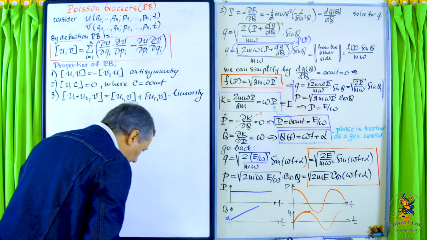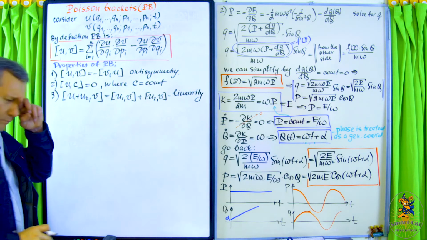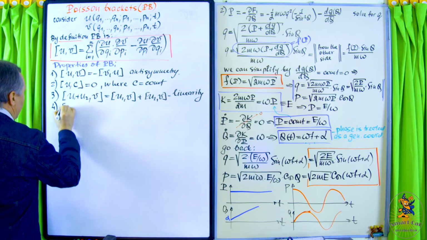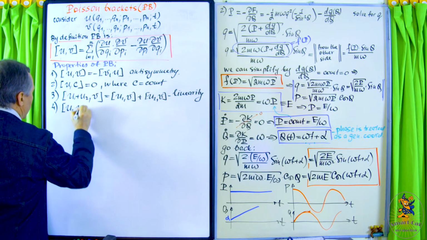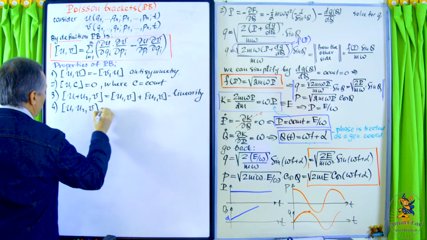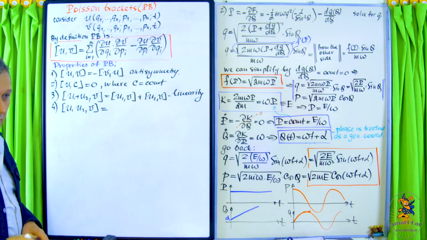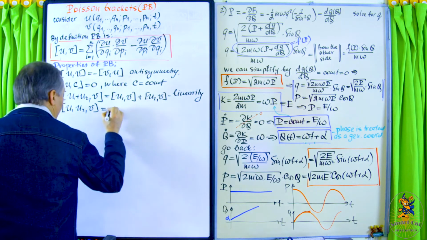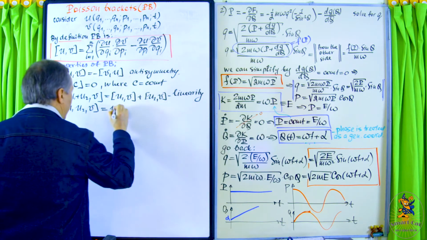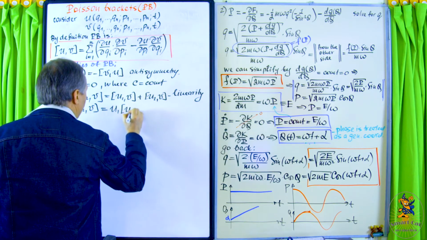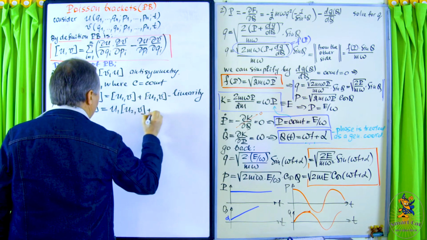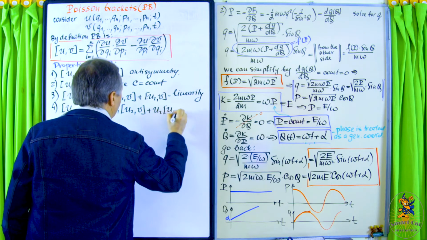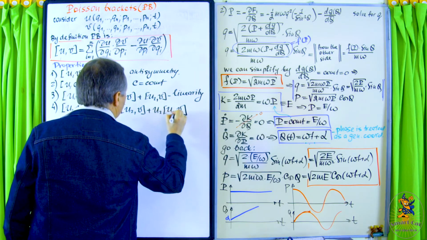So what's next? Product rule. Number 4: what if, instead of a sum, you have u1 times u2 bracketed with v? Again, it can be easily proved, straightforward but a little bit lengthy. So it will be u1 and then u2 bracketed with v, plus u2 outside and u1 bracketed with v.